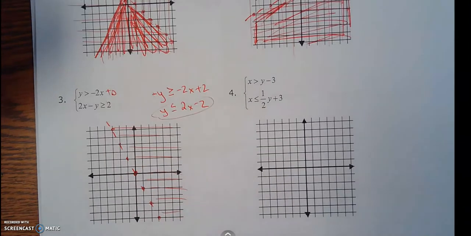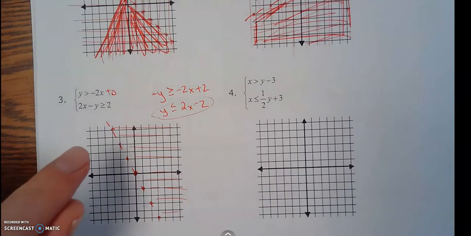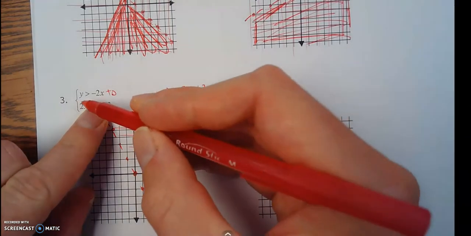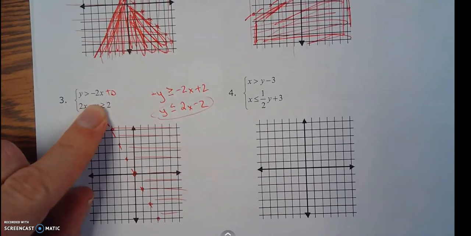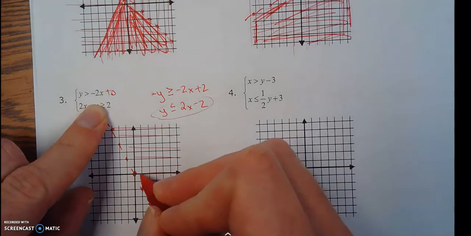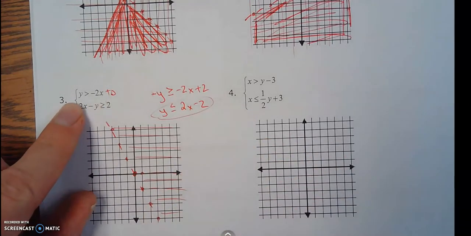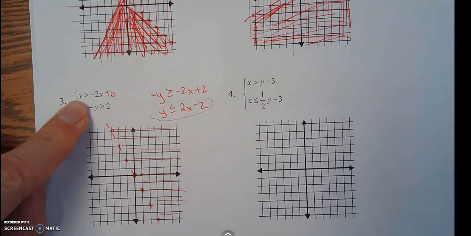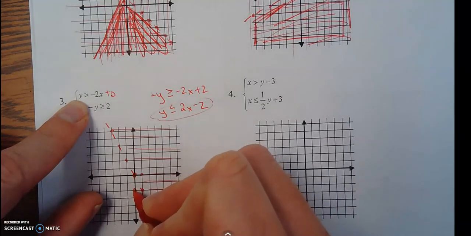Another way you could have done this, if you remember the x-intercept and y-intercept, if it's in standard form, if you want to know the x-intercept, cover up the y. So 2x equals 2, that means the x-intercept is 1, since 2 times 1 equals 2. If I want the y-intercept, cover up the x. So negative y equals 2, that means y equals negative 2. So that'd be right here.